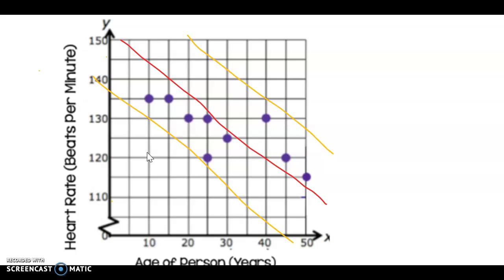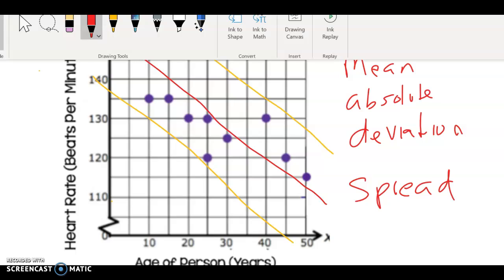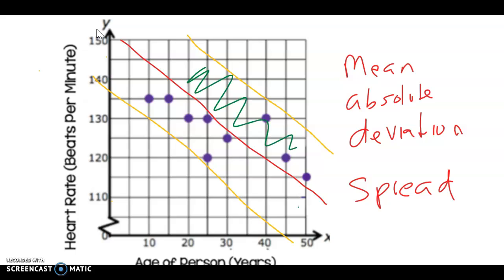Mean absolute deviation talks about the spread. Okay? So basically it is talking about how wide this is. Because in some graphs the sides of the railroad tracks were pretty far apart, and some of them they're pretty close together.